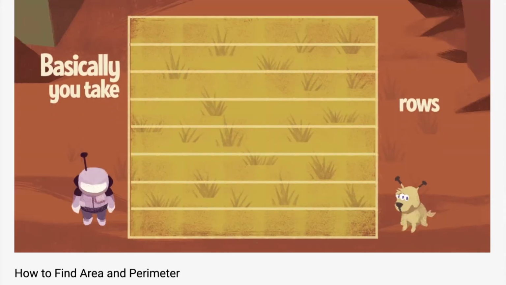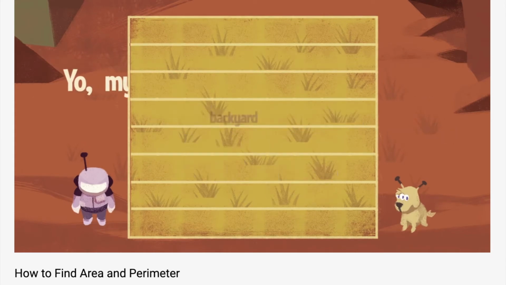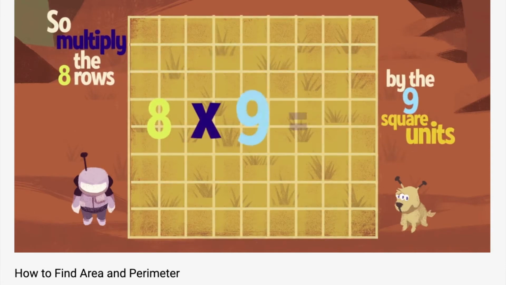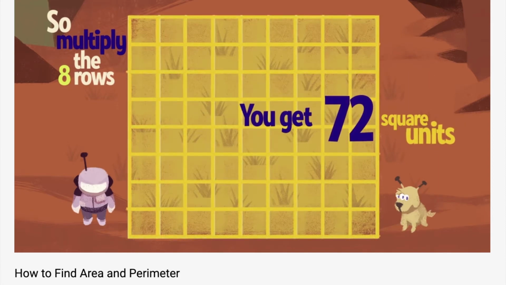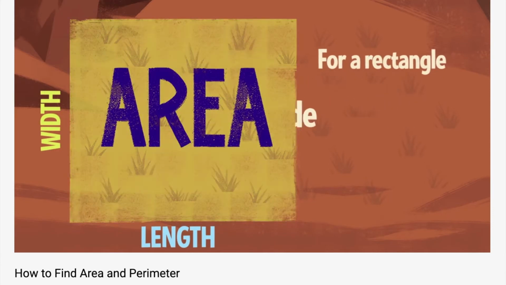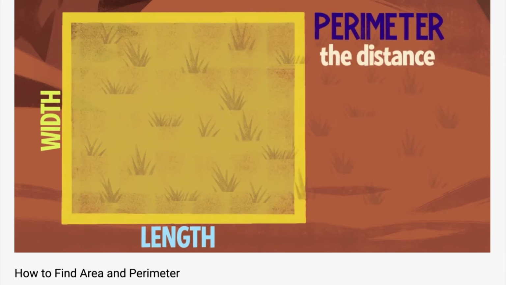Basically, you take the rows and figure how many square units fit inside of those. My backyard is 8 feet wide, so that's 8 rows with 9 square units in each. So multiply the 8 rows by the 9 square units, you get 72. You knew it. The area, that's the space inside. For a rectangle, its length and width are multiplied. And perimeter, the distance around a shape.